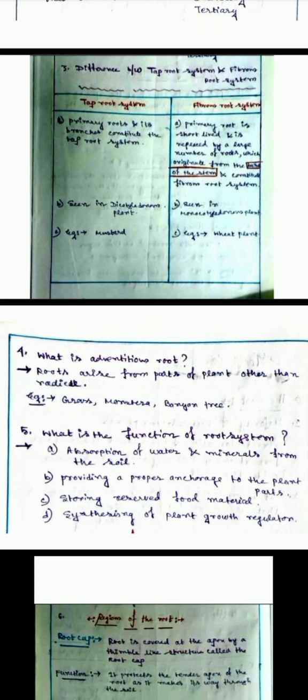5. What is the function of root system? Absorption of water and minerals from the soil, providing proper anchorage to the plant parts, storing reserve food materials, and synthesizing plant growth regulators.